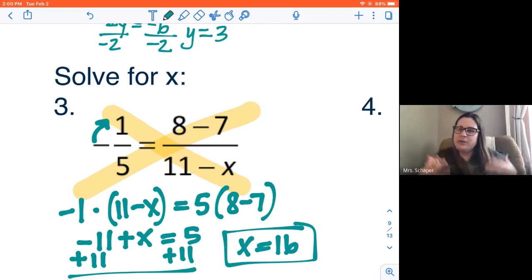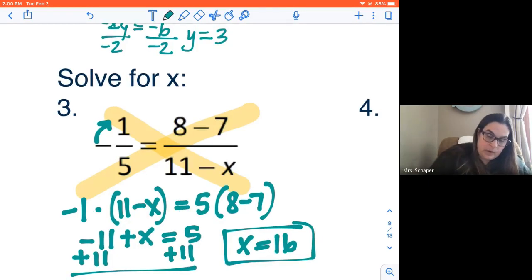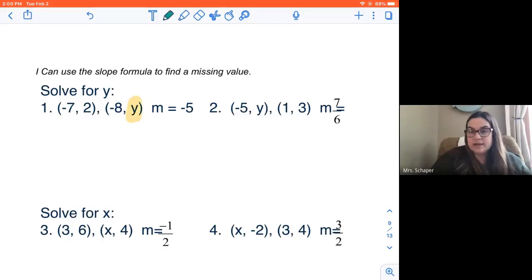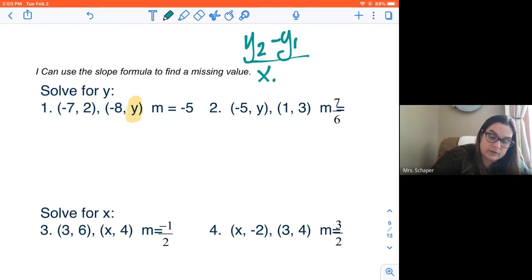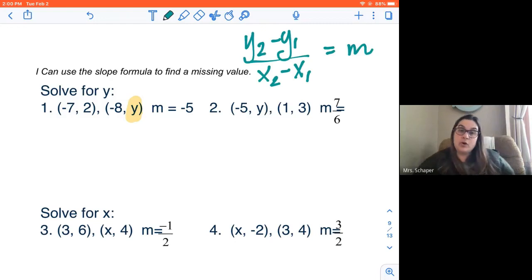So why do we bring this back? Why is this important? Well, it's going to take us to our next step. Okay, we want to solve for y. And we talked previously that the slope formula is y sub 2 minus y sub 1 over x sub 2 minus x sub 1. And that's the formula for slope. That means that it equals m. And so what we're going to do is use that formula to find the missing value.